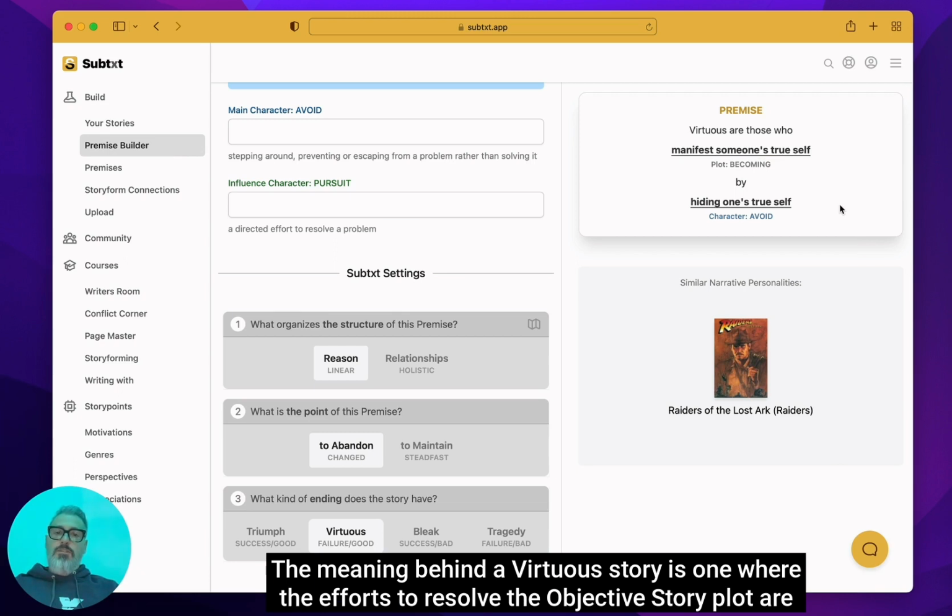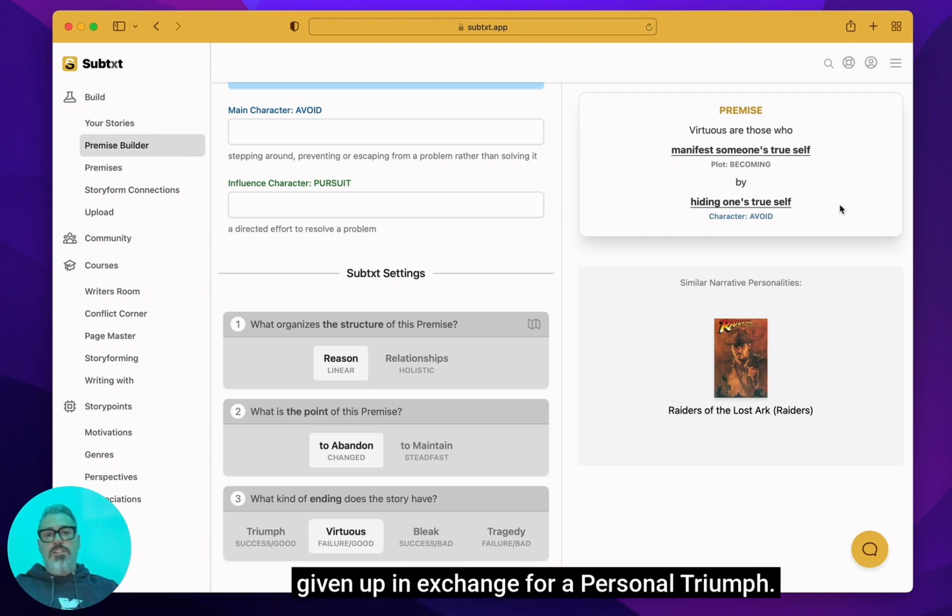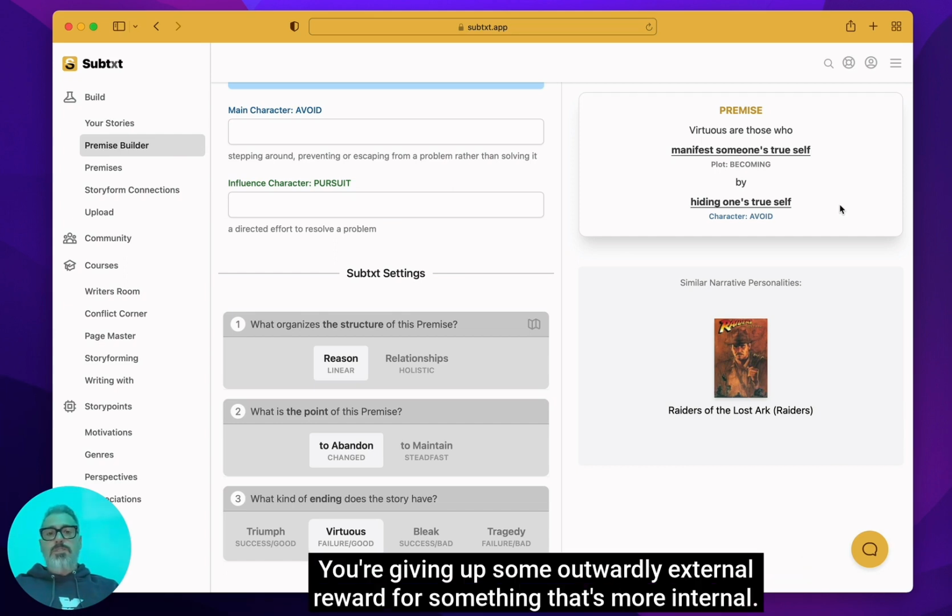The meaning behind a virtuous story is one where the efforts to resolve the objective story plot are given up in exchange for a personal triumph. That's typically what it means to tell a story of virtue. You're giving up some outwardly external reward for something that's more internal.